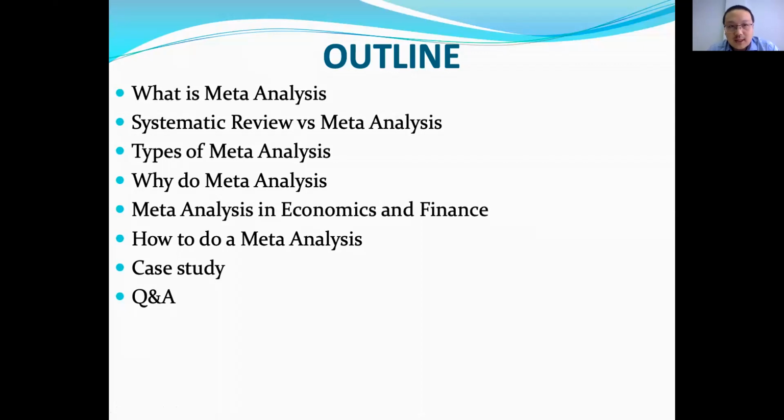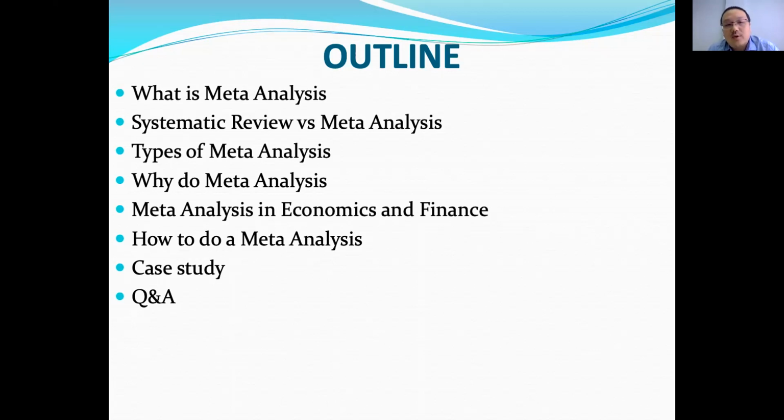We talk about what meta-analysis is. Some of us know about meta, some of us know about analysis, but putting it together, it's a strange word. Then we talk about the difference between systematic review and meta-analysis. Most of us have done a systematic review or something like it, such as a literature review. Then we talk about the types of meta-analysis and the major methodology used in meta-analysis.